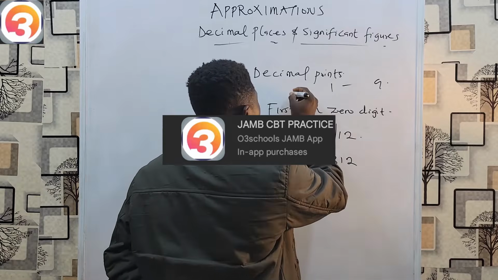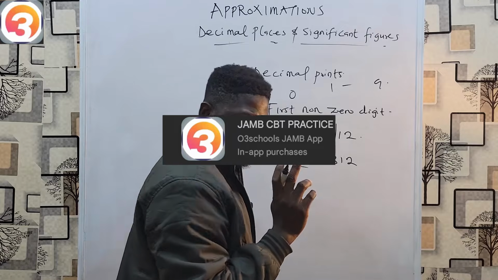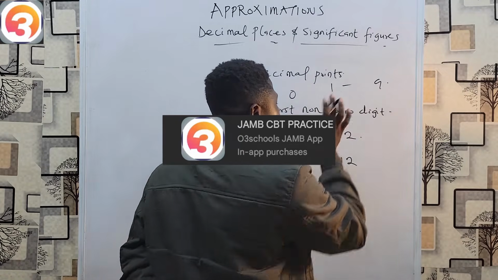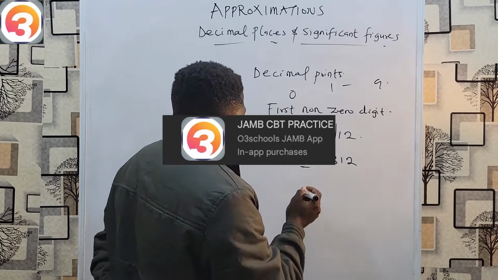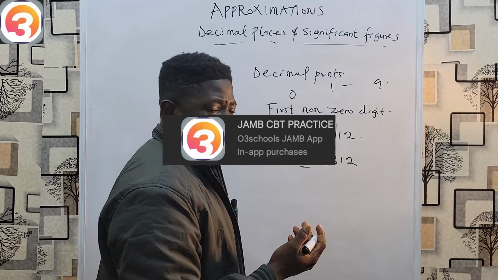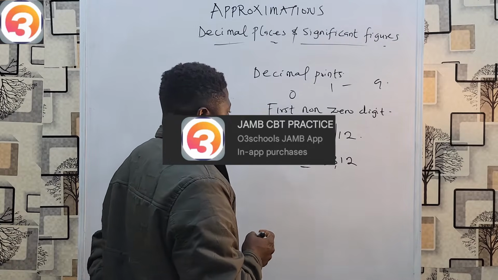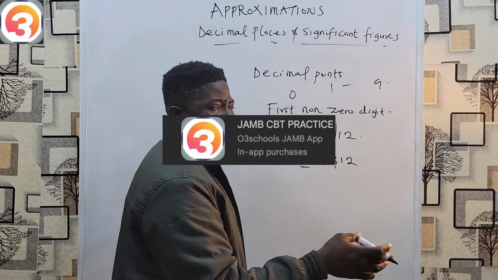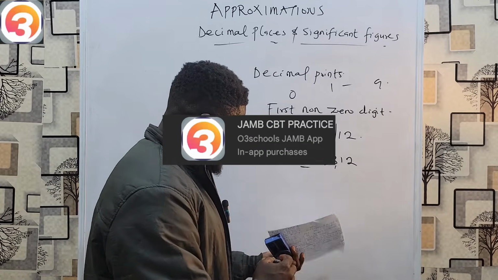But zero can be significant only when it is appearing between two numbers. Zero can be significant only when it is appearing between what? Two numbers. This zero here is not significant. This zero here is not significant. But this 3 here is the first significant figure. So if I want to approximate this number to so and so significant figure, that means we are starting from what? From this number. I just want you to understand.